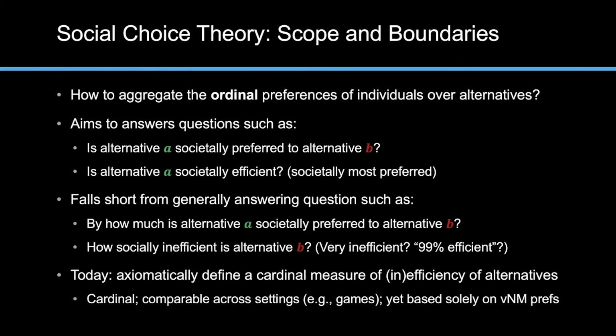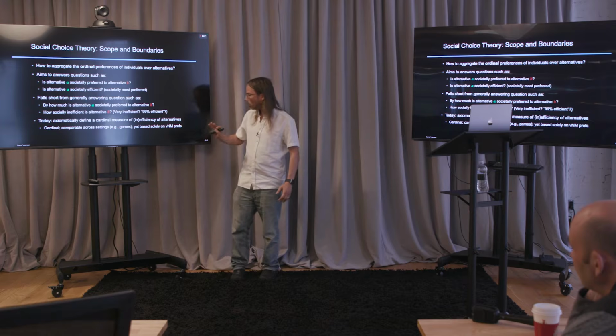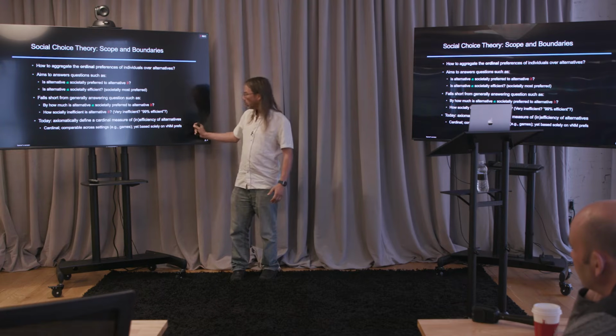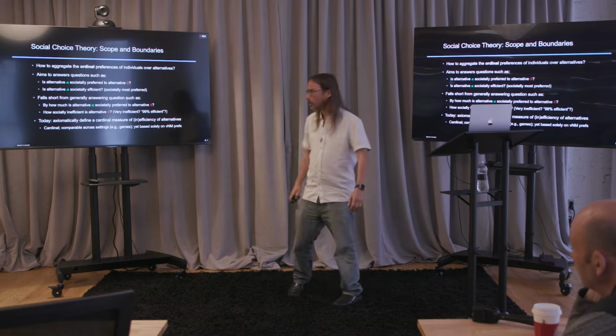It's going to be cardinal. It's going to be comparable across settings, think across different games, and it's going to be cardinally unique, and yet it's going to be based solely on the ordinal preferences over lotteries, the Neumann-Morgenstern preferences, rather than the utility values.